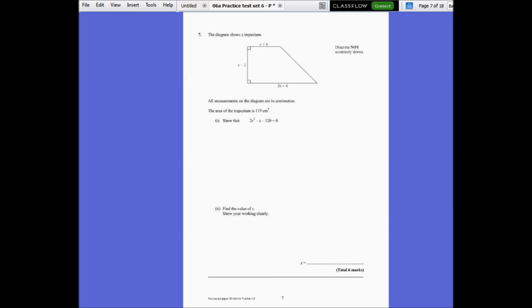Well, first of all, for the area of a trapezium, we add A and B together, the base and the top, and we divide that by 2 to find the average of the two and multiply by the distance between them. So in this case, we will do x plus 6 plus 3x minus 1 and divide that by 2 and times that by the distance between them, x minus 1. And that will give us an answer of 119.